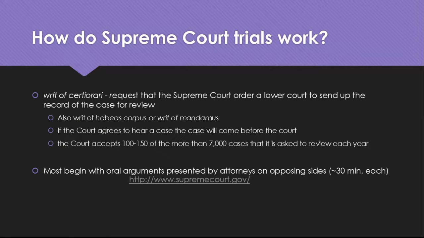So, real quick, how the Supreme Court actually works is that an attorney will issue what's called a writ of certiorari, in which it asks that the Supreme Court review the decisions of a lower court. They could also do it by a writ of habeas corpus, which is bringing forth a body or demanding to have a court hearing, or a writ of mandamus, in which the attorney will ask the Supreme Court to issue an order for them to act in a certain way, or stop acting in a certain way. And if the court agrees to hear a case, it'll come before them.